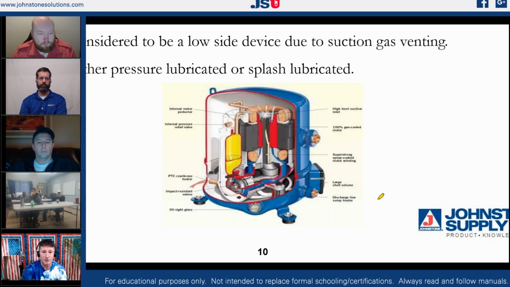So with that compressor, we're going to bring in our vapor. Our suction vapor is going to come into the shell. We're going to use that vapor to help cool our motor, because remember, that motor is going to generate some heat. All motors generate some heat. So we're going to use that vapor to help cool our motor.